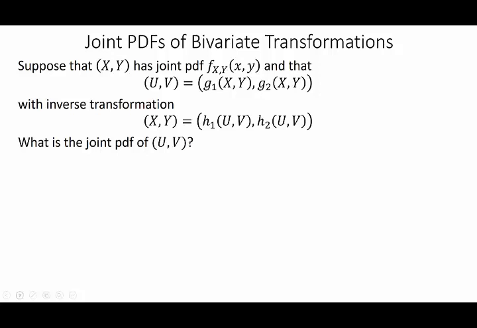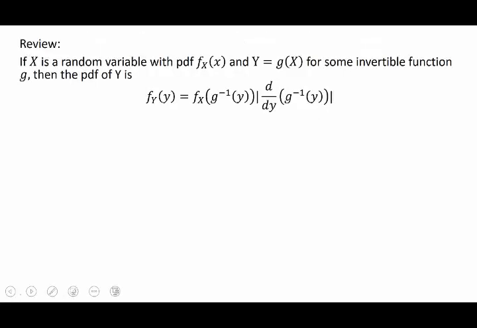Suppose that x, y has a joint PDF f of x, y, and that we define two new random variables u and v in terms of those previous random variables x and y. We're going to have to use the inverse transformation as well, so we're going to do all this under the assumption that this inverse exists. Our goal is going to be to derive, actually not really derive here, but state a formula for the joint PDF of u, v. To motivate what this formula is, I wanted to return to the more familiar 1D situation, which you've seen in the past.